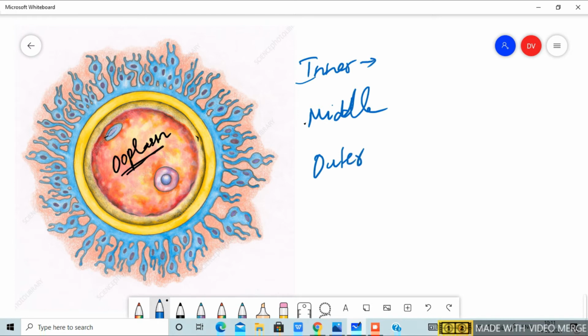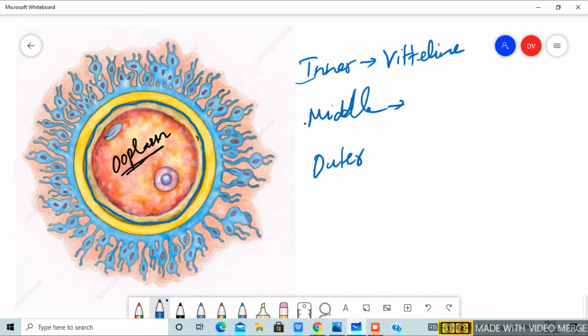If you ask me which is the inner layer, guys, it is the egg membrane, right? Which is surrounding this ooplasm. That is the inner membrane, the egg membrane, which we call the vitelline membrane. Vitelline membrane is nothing but the egg membrane.